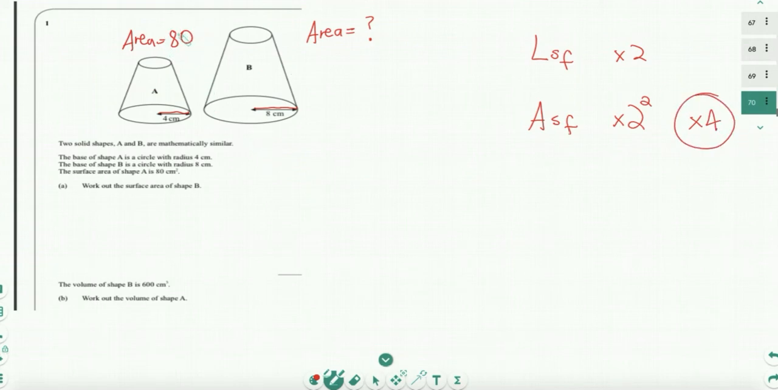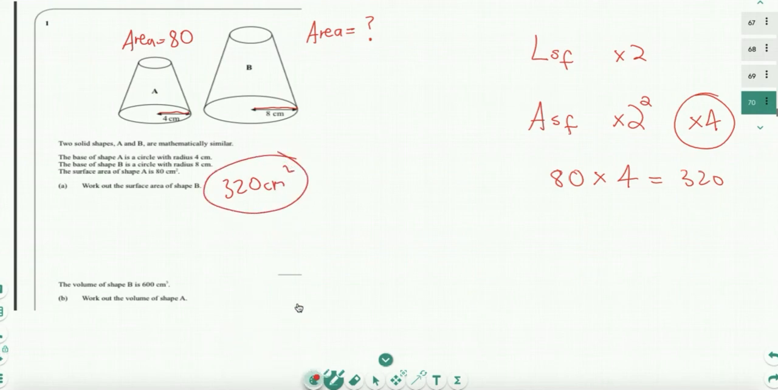So now we can get our area, and we can multiply it by the area scale factor, which gives us 320. And that is our surface area of shape B.